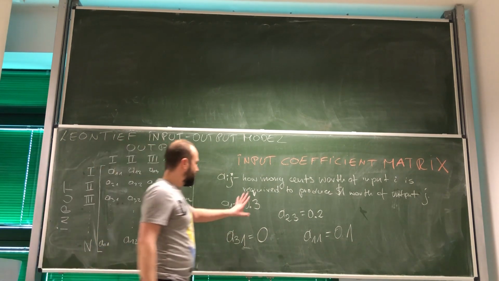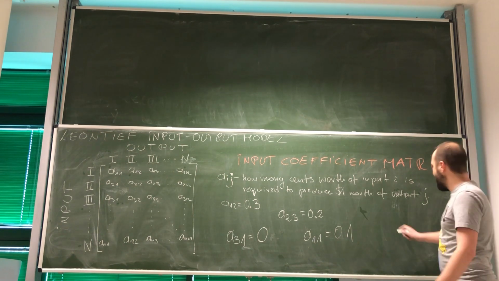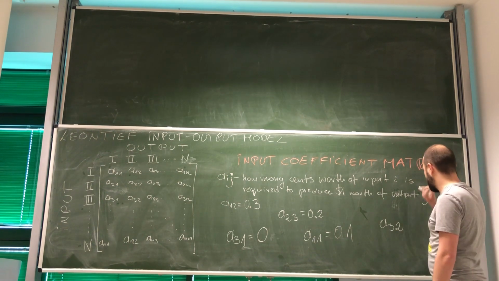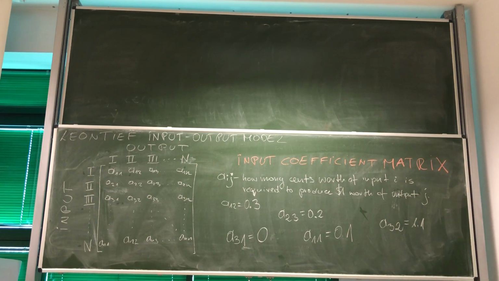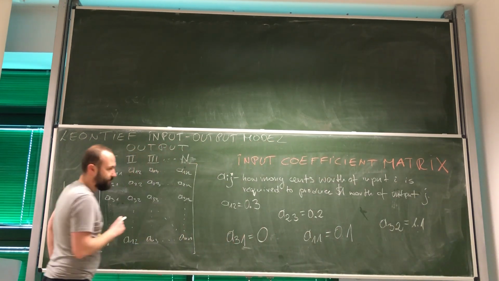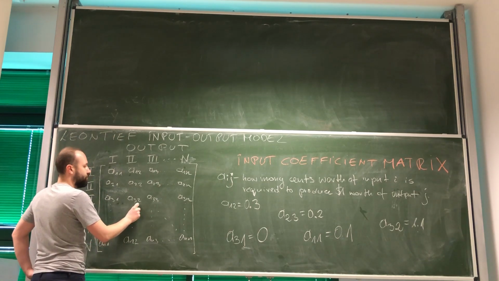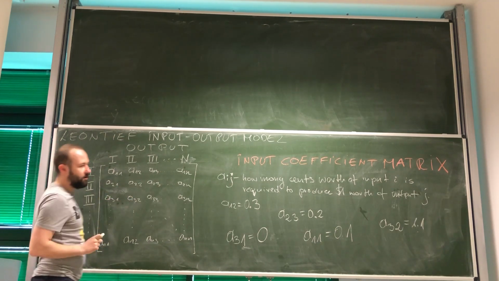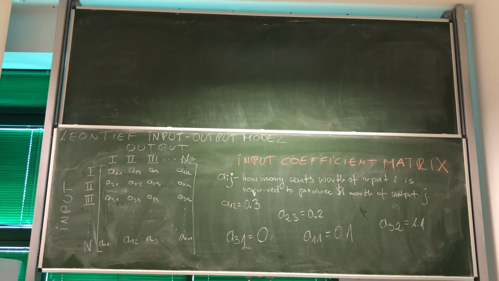Okay, so we've got those cases. How about the case that we've got A32 equal to 1.1? Okay, what would this result mean? This result would mean that in order to produce $1 worth of good 2, we need to use $1.10 of good 3. Does this result make sense?